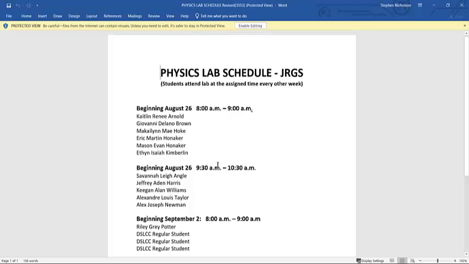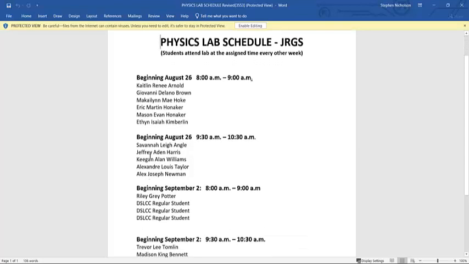The next group will come in at 9:15, between 9:15 and 9:30. They'll fill out their forms. There are 5 people in this lab: Savannah, Jeffrey, Keegan, Alexander, and Alex. So again, if you want to group up, if you want to determine beforehand who your partner is, that's fine. There are 5 people, so I will be the other person's lab partner, the one who may not have already chosen a partner.